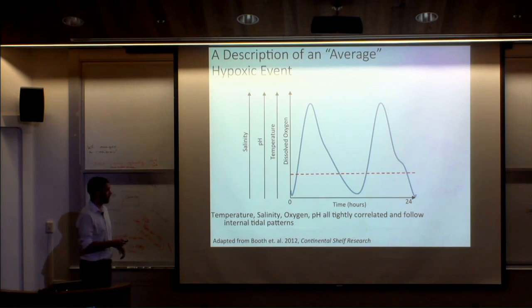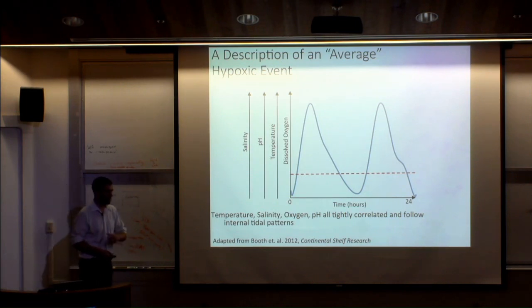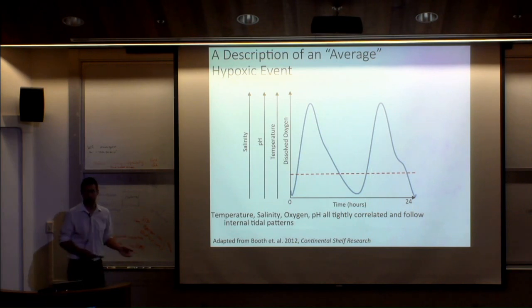And then so we might spend some time below. This line is commonly the 4.6 milligram per liter oxygen line, which was defined to be a very important threshold for impacts to ecosystems across the globe. And during these low periods, it may spend some time below there.